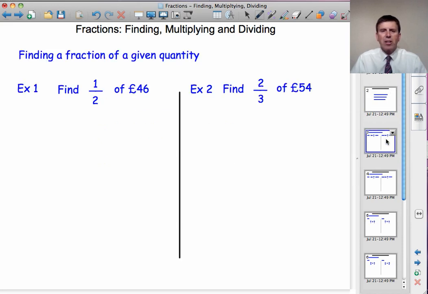Starting with finding a fraction of a given quantity. We'll look at 4 examples. First, find a half of 46 pounds. Well, we're all aware that finding a half of something is dividing by 2. And when we find any fraction, the denominator tells us what to divide by. So 46 divided by 2.